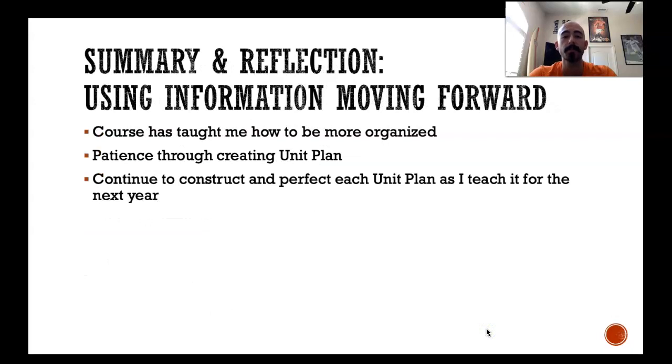Using information moving forward. This course has taught me to be more organized, like I said before. It takes a lot of patience to create unit plans. A lot of work goes into it, but in the long run, it works out and it's definitely helpful. I will continue to construct and perfect each unit plan as I teach it for the next year. So I take each unit plan and add on to it, delete stuff, whatever it needs, just to be better for the next year. I'm always improving my unit plans.